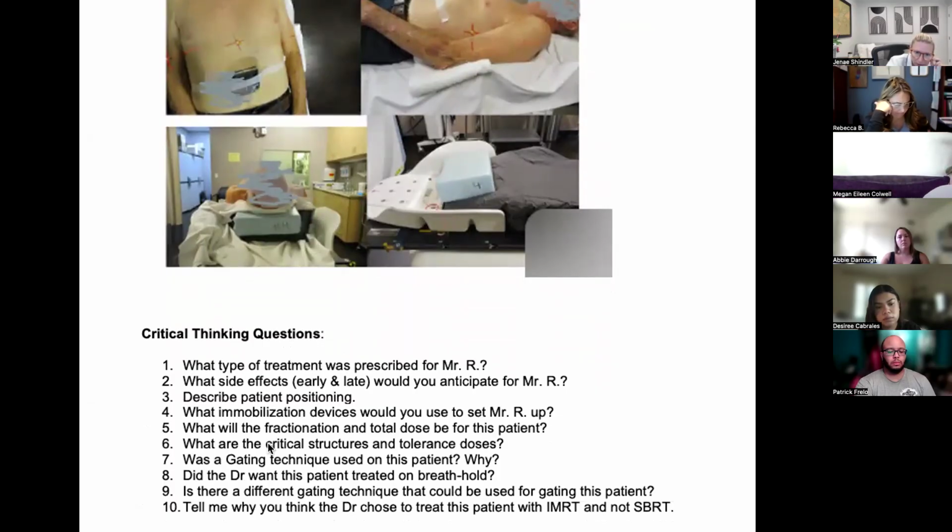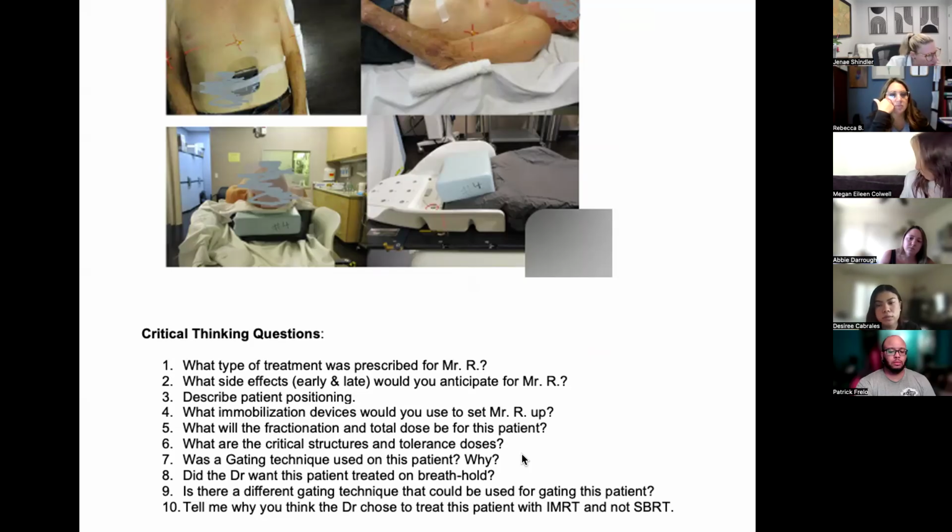I would expect you guys to be able to pull out the TD55. There's no questions on my exam. I'm 100% sure there's some on Maureen's exam about TD55s and critical structures and tolerance doses. But on my homework assignments, I would expect you to pull out that TD55 and know which ones they are.